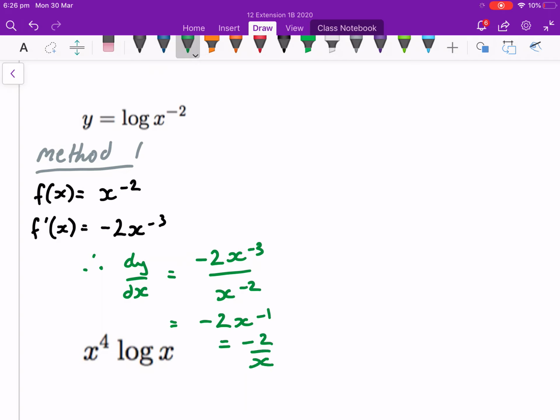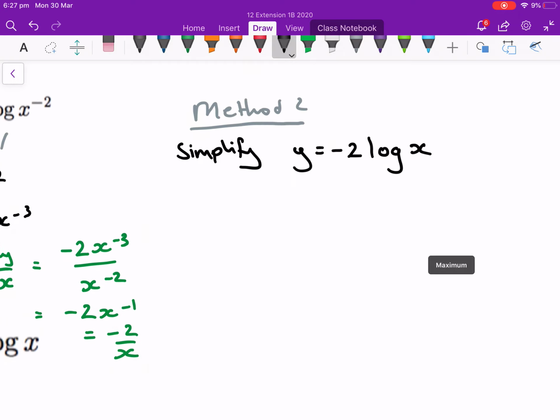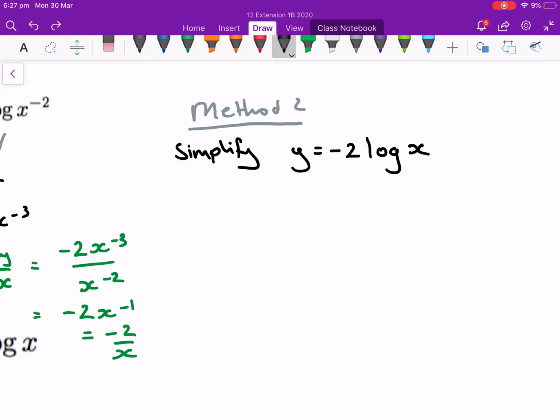Now, we're going to use method 2. There's also another approach we could take here, and that is we can use a log law to simplify. What we can do is write this as y equals, now because this is a power, remember using that log law, we can bring that power down to the front. Y equals minus 2 log of x. Now, when we differentiate that, log of x, remember, just differentiates to 1 on x. So this becomes minus 2 times 1 on x, which is minus 2 on x.